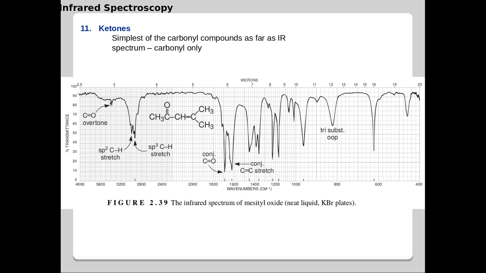Then this one is a typical C double bond C system where the carbons are tri-substituted. This carbon bears a functional group, this carbon bears another functional group, and this carbon bears another functional group. So it's a typical tri-substituted vinylene system.